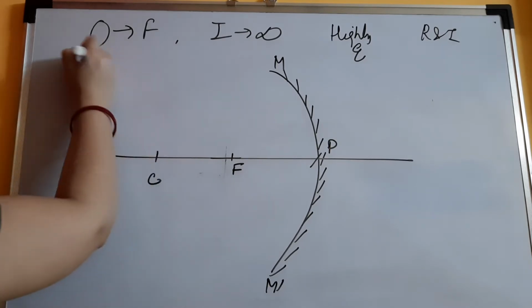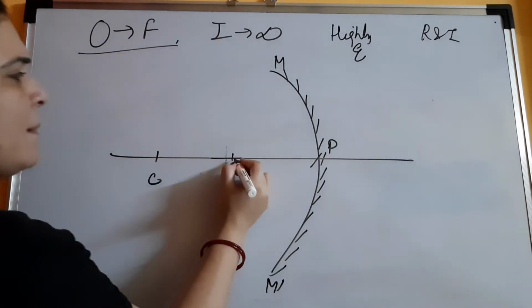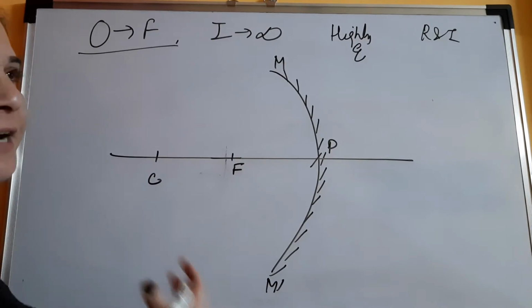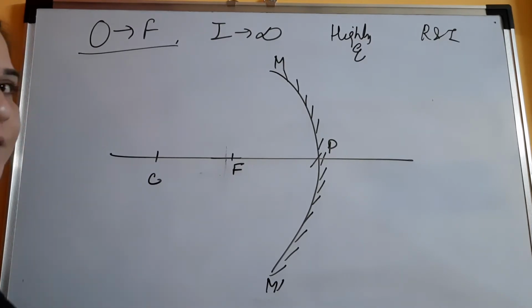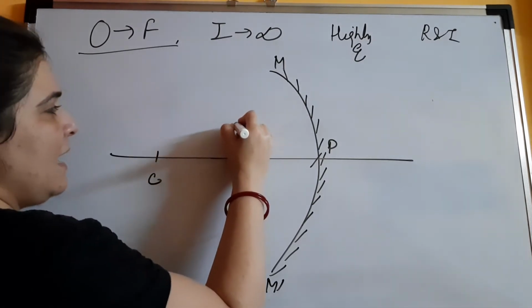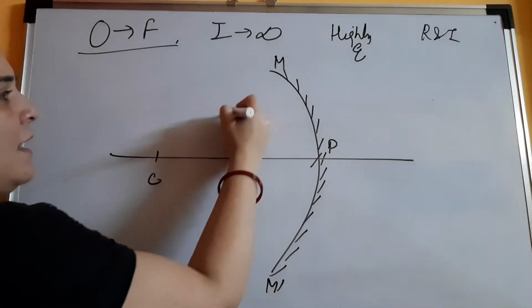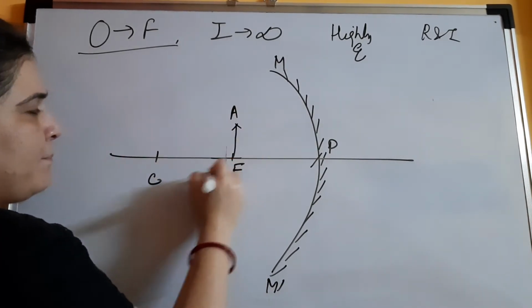Now the object we are keeping at focus. You can keep a point object if you want. You can take an extended object. So normally we take over here extended object. So let's say I have drawn an extended object over here. Let's name the object as A, B.